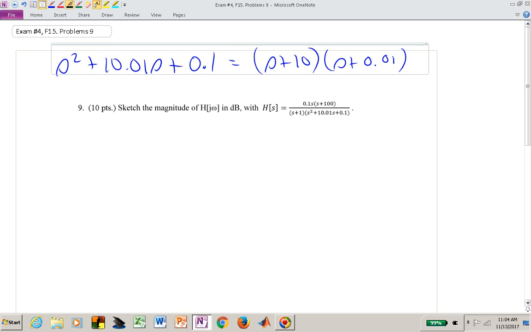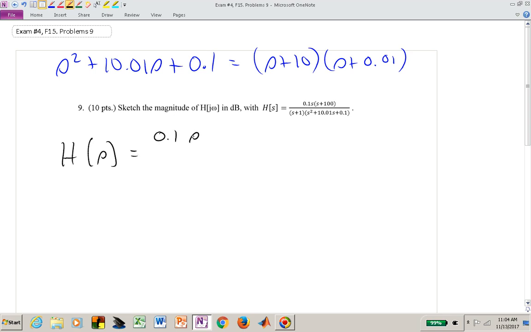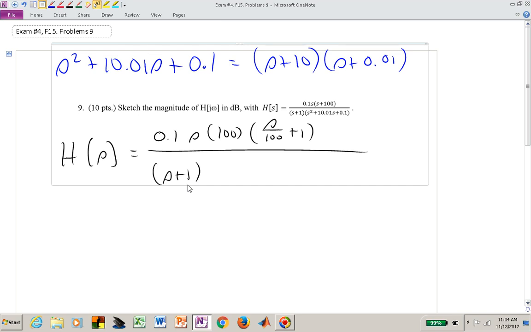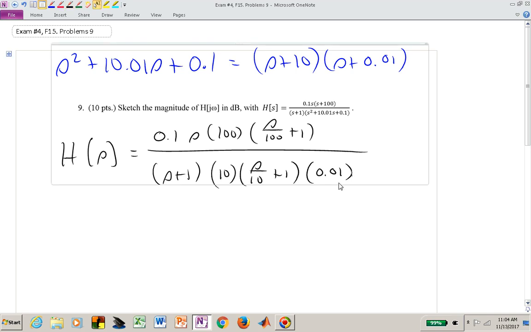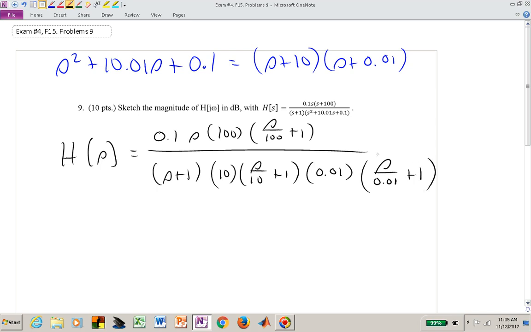So if we were to do all of this factoring, we would then have a 0.1, we have a 0 at the origin, we factor out 100 from the numerator, and we have s over 100 plus 1, and we then have an s plus 1, that's already in time constant form or pole-zero form. We then factor out the 10, and we factor out the pole at 0.01, and now we are good to go.